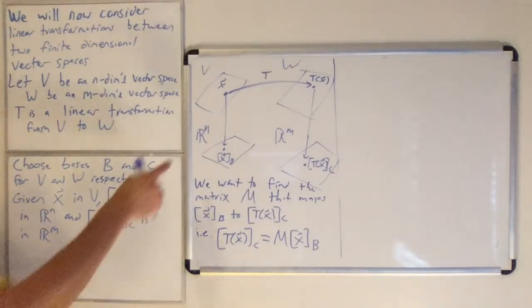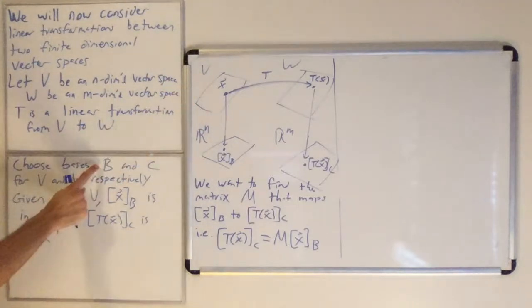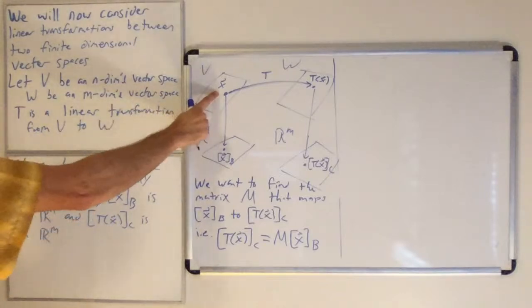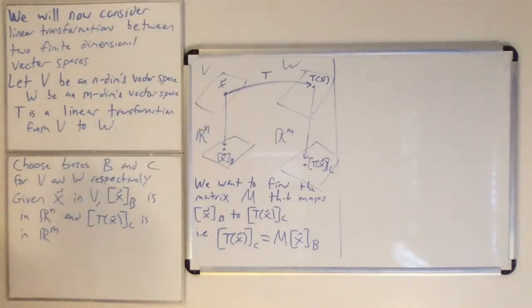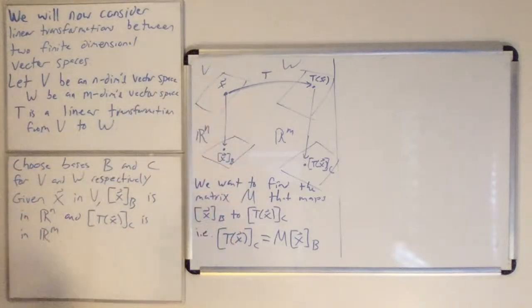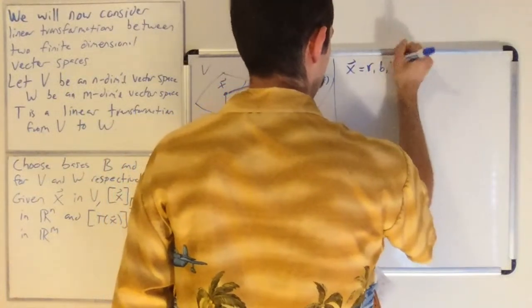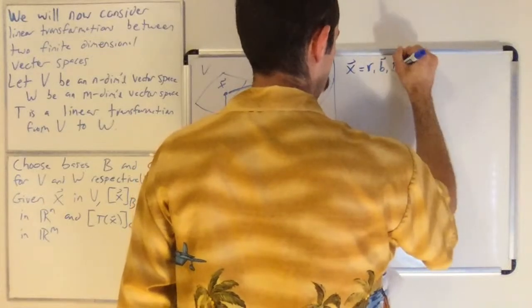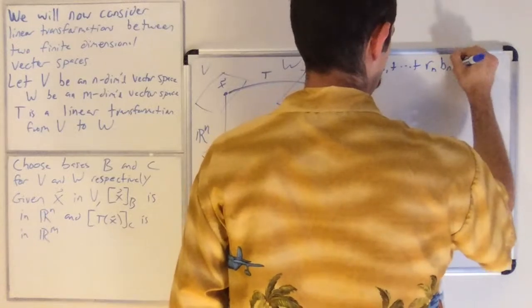So X lives in V, and we said that B is a basis for V. So we could write X as a linear combination of the basis elements of V, right? That's what it means to be a basis. There's a unique way to write every element in here as a linear combination of the basis elements. So we'll say X equals R1 B1 plus ... Rn Bn.